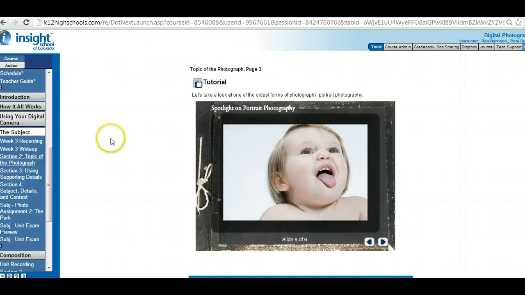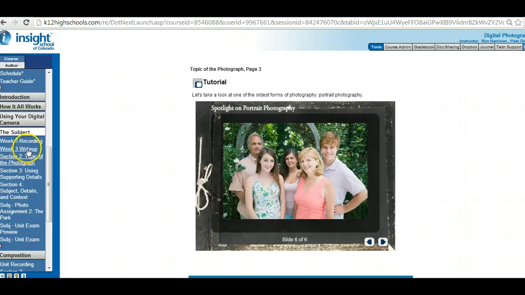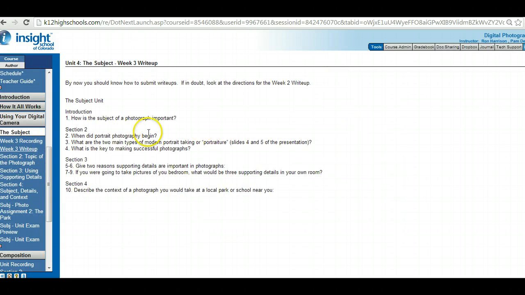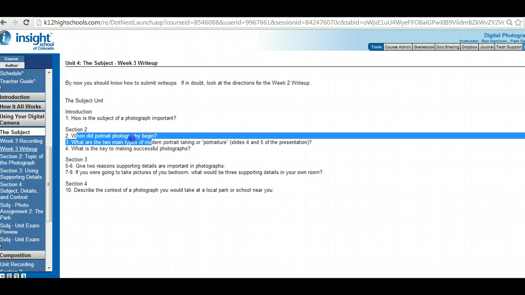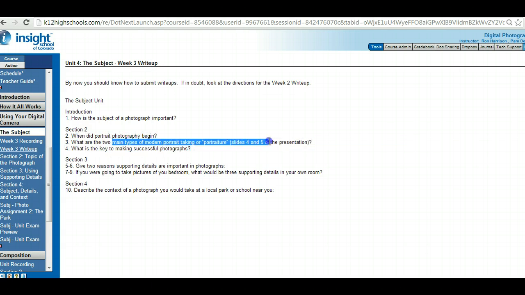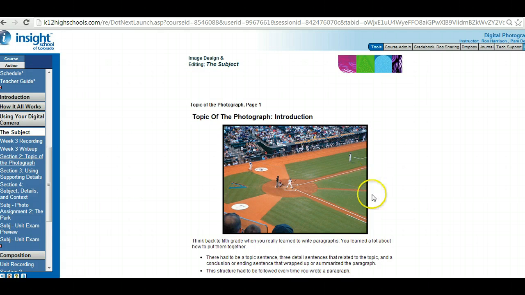I'm going to go ahead and turn that off, but you need to watch that yourself. Let's go back to the write-up. So when did portrait photography begin? We saw that. What are the two main types of portrait photography? And what is the key to making successful photographs?